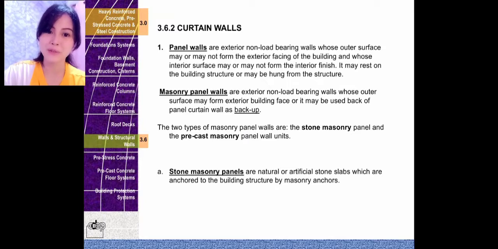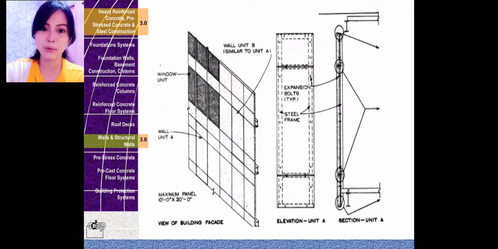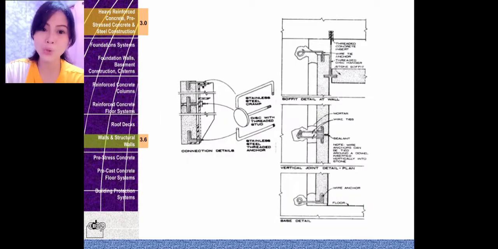The 2 types of masonry panel walls are the stone masonry panel and the precast masonry panel wall units. Stone masonry panels are natural or artificial stone slabs which are anchored to the building structure by masonry anchors. This is an example of a view of the building facade, its elevation, and its section details. These are also other details of the walls that include connection details, soffit details at wall, vertical joint detail, and base detail.